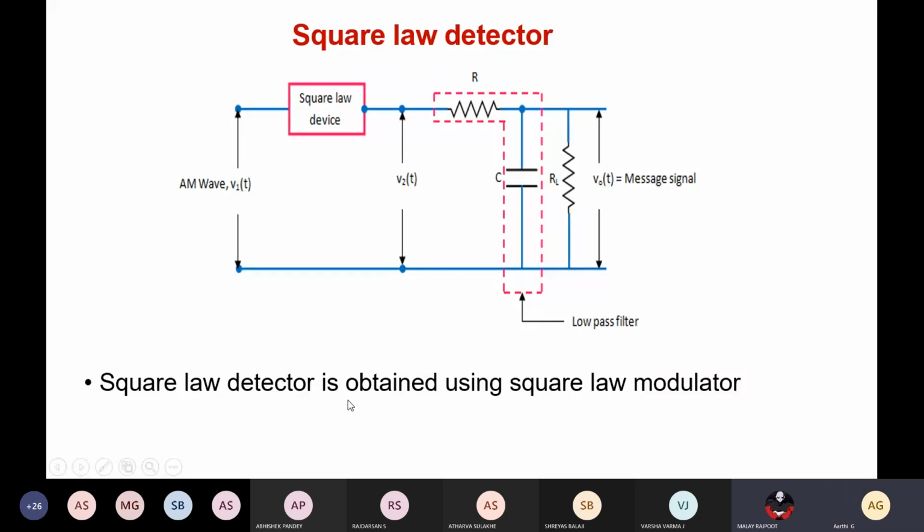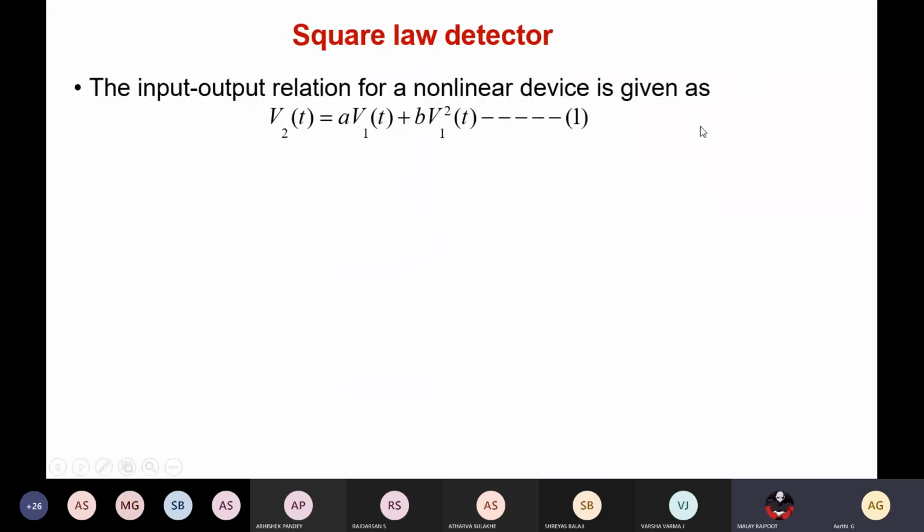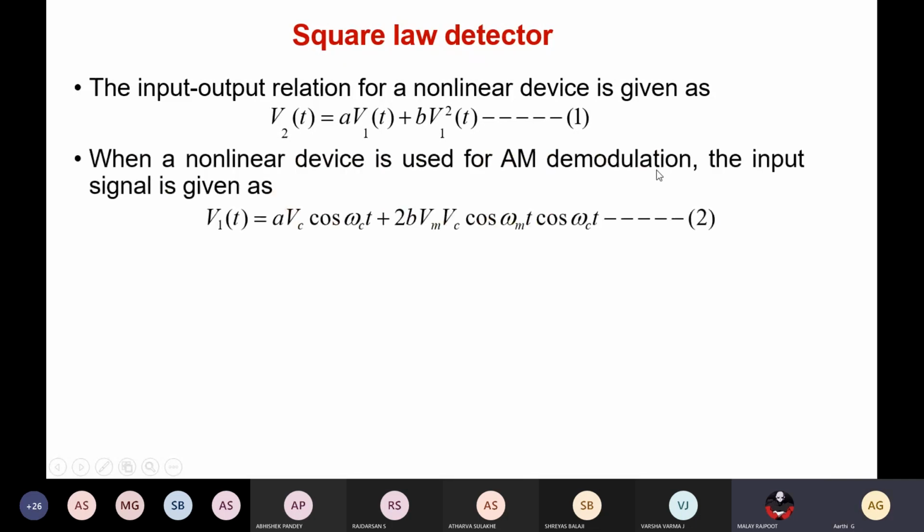So the square law detector is obtained using a square law modulator. The input output relation for a nonlinear device is given by this equation. The output V2 of t is given by A into V1 of t plus B into V1 square of t. This is the general nonlinear relationship for the nonlinear device. Here we are going to pass the input AM waveform V1 of t. When a nonlinear device is used for AM demodulation, the input signal is given as.